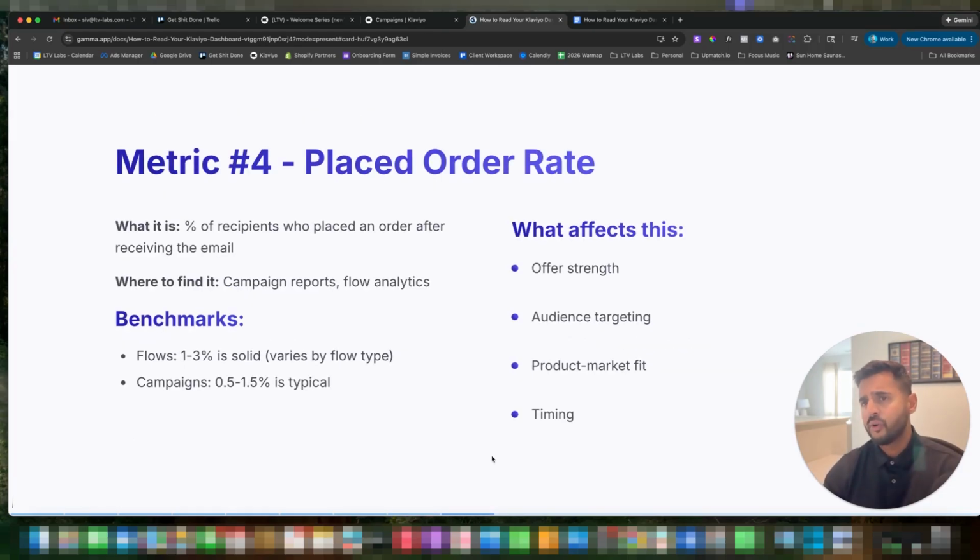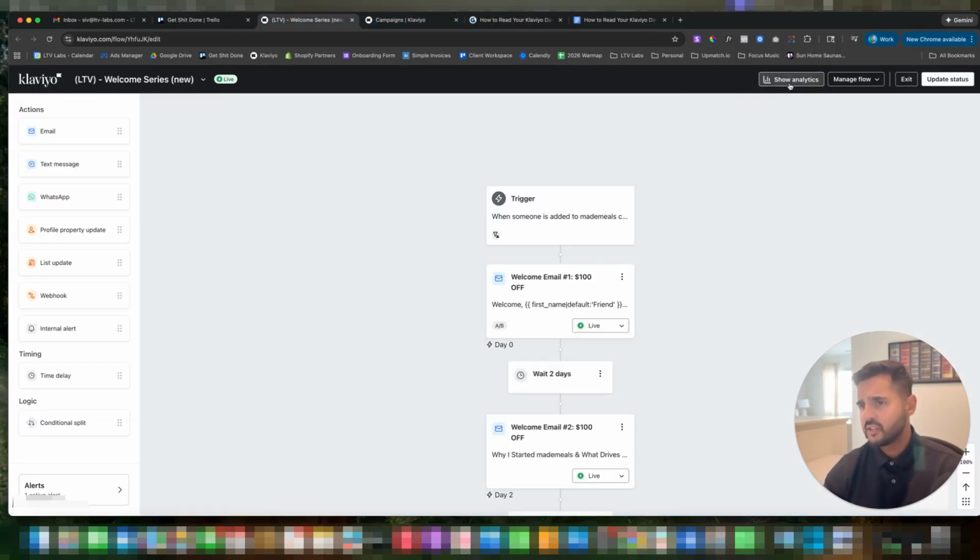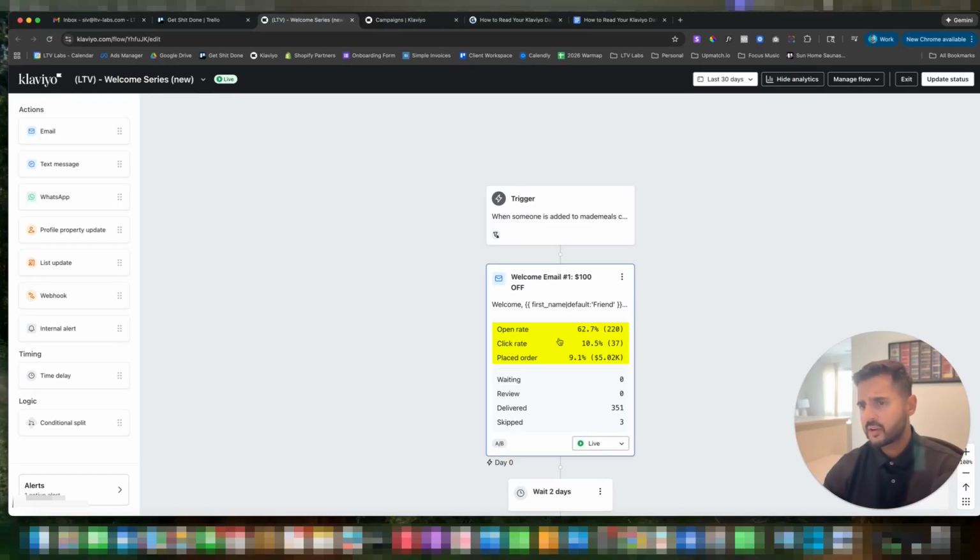And then metric number 4 is your placed order rate, right? It's the percentage of recipients who've placed an order after receiving the email. Just to show you where to find this, if you go here into show analytics, you'll see open rate, click rate, place order rate. This is how you find it for the flows. You can also see how many emails have been delivered in the last 30 days. So place order rate is at 9.1%, and it's generated over $5,000 in the last 30 days.